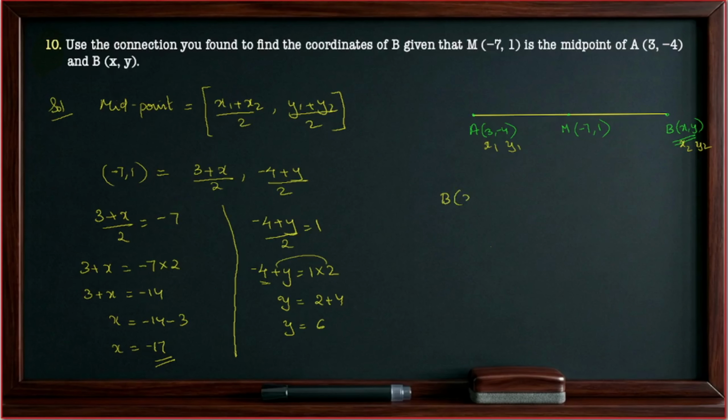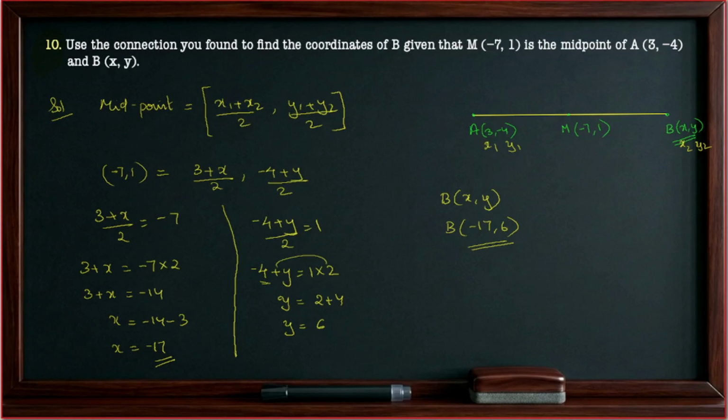So B, which was given as x and y, we can write it as B is equal to minus 17, comma 6. So these are the coordinates of B. So using the midpoint formula, we found the coordinates of B, which is equal to minus 17, comma 6. I hope you understood this question.